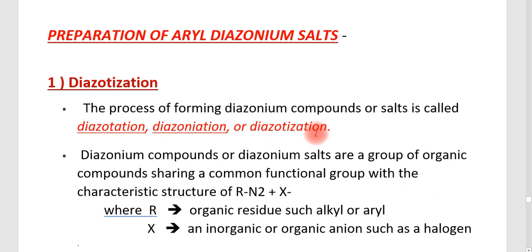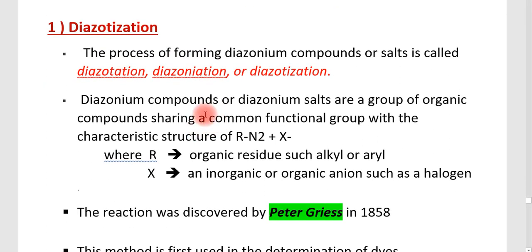പക്ഷേ നോർമലി ഈസി ആയിട്ട് പറയുന്നത് കോമൺ ആയിട്ട് യൂസ് ചെയ്യുന്നതാണ് ഡയസോട്ടൈസേഷൻ. നമ്മൾ ഓൾറെഡി എക്സ്പ്ലെയിൻ ചെയ്ത കാര്യം തന്നെയാണ് ഇവിടെ എടുത്ത് പറഞ്ഞിട്ടുള്ളത്. ഡയസോണിയം കോമ്പൗണ്ട്സ് അല്ലെങ്കിൽ ഡയസോണിയം സോൾട്സ് എന്ന് പറയുന്നത് ഓർഗാനിക് കോമ്പൗണ്ട്സ് ആണ്, ഷെയറിങ് എ കോമൺ ഫങ്ഷണൽ ഗ്രൂപ്പ് വിത്ത് ക്യാരക്ടറിസ്റ്റിക് സ്ട്രക്ചർ RN2 plus X minus.